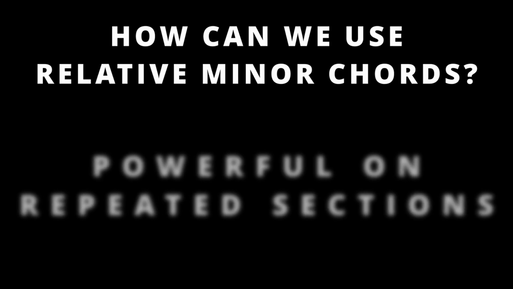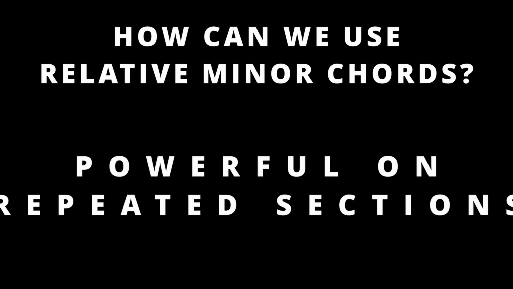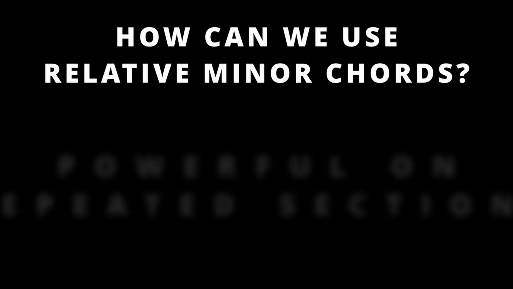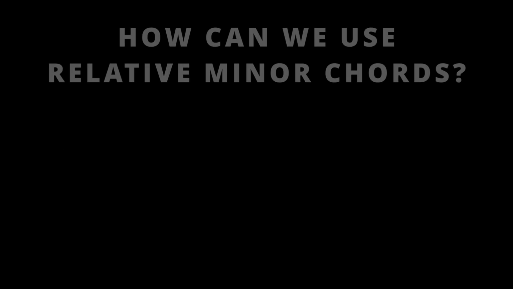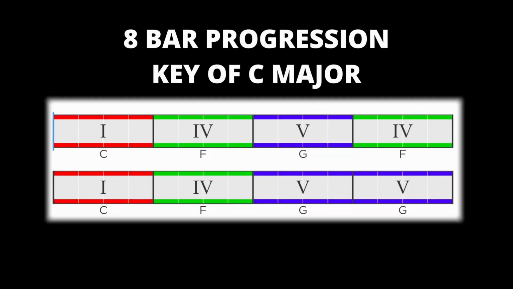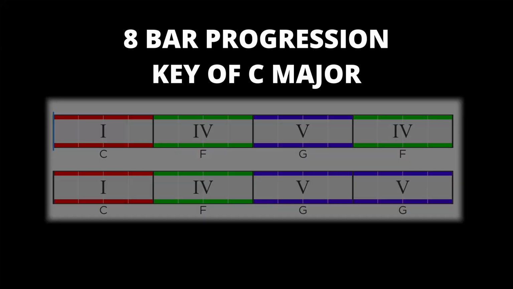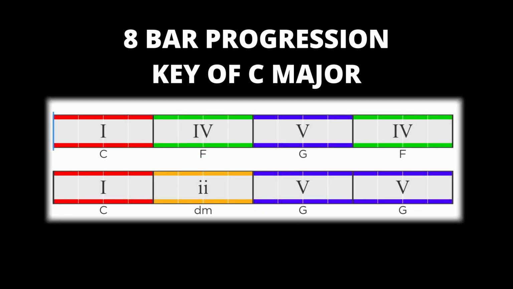This can be particularly powerful on repeated uses of a chord, where a listener is expecting a major chord up next, but instead gets the relative minor. For example, taking this 8-bar progression in C major, we could change the 4 chord in bar 6 to its relative minor of 2.